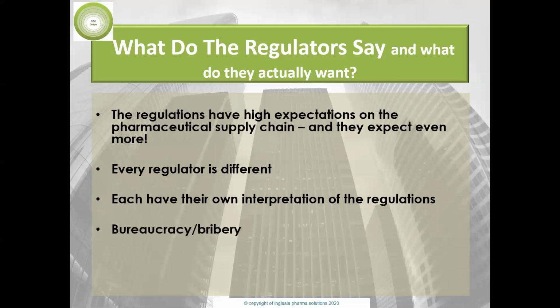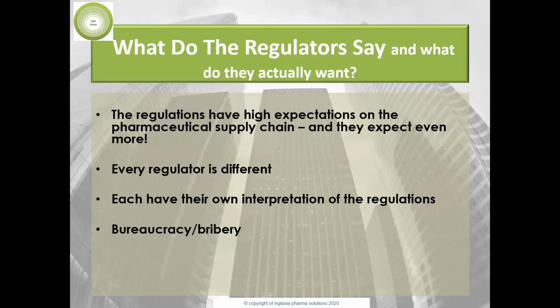And this bureaucracy and bribery in the developing countries, you tend to find this more where authorities are not necessarily going by the book. Sometimes they could be expecting you to do more when you shouldn't really have to, or vice versa. And sometimes bribery does play a part in this in certain parts of the world. So your focus always has to be on, am I doing the right thing here to ensure that the patient gets the medicine of the right quality?